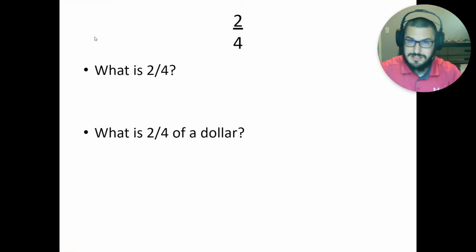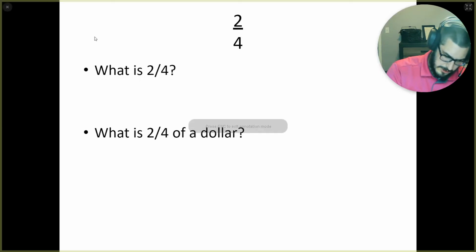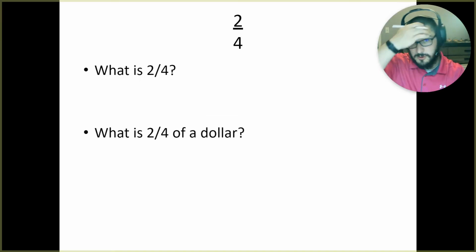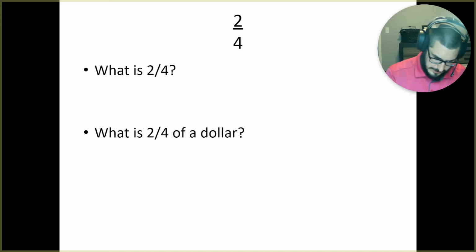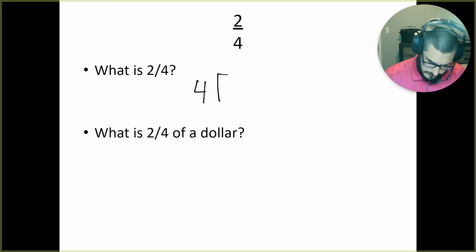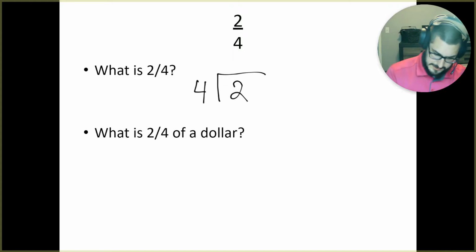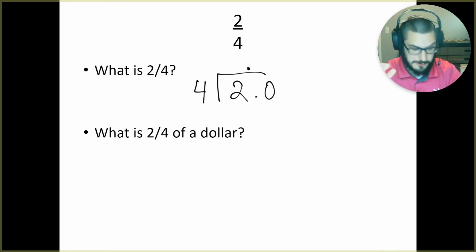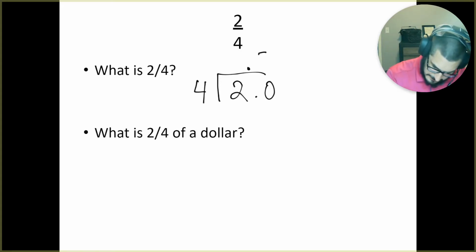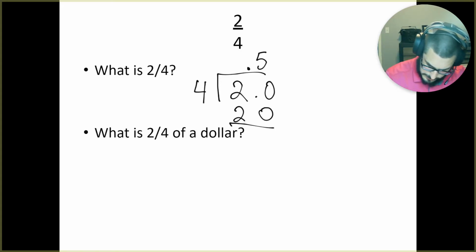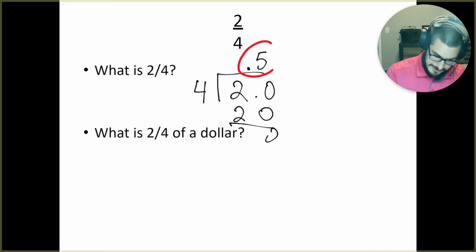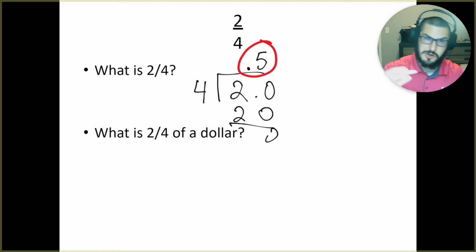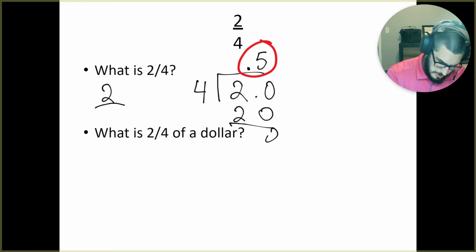Go on to 2/4, 2 over 4. What is 2 over 4? Well, we can do this real quick. We've got 4 into 2. We've got 0. 4 can go into 20 how many times, forgive me. Well, that's going to be 5. Gives me 20 with 0 remainder. So there's my answer.